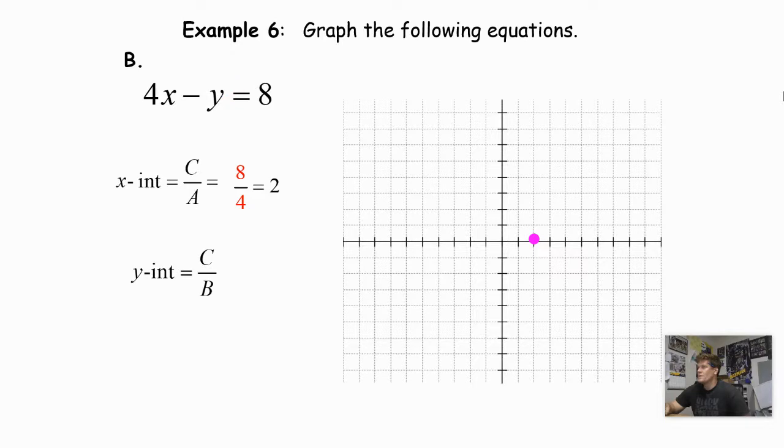Do the same thing with the y-intercept. I don't care about the x. So now I have negative y is equal to 8. That's 8 divided by that invisible negative 1. 8 divided by negative 1 gets me negative 8. So on my graph, way down at the bottom, I have my point at negative 8. Connect them with a line. We're done.